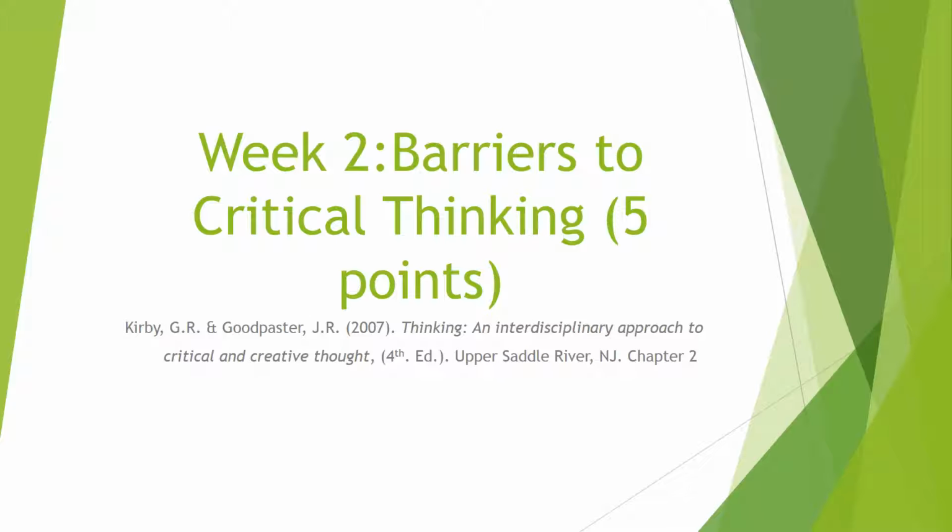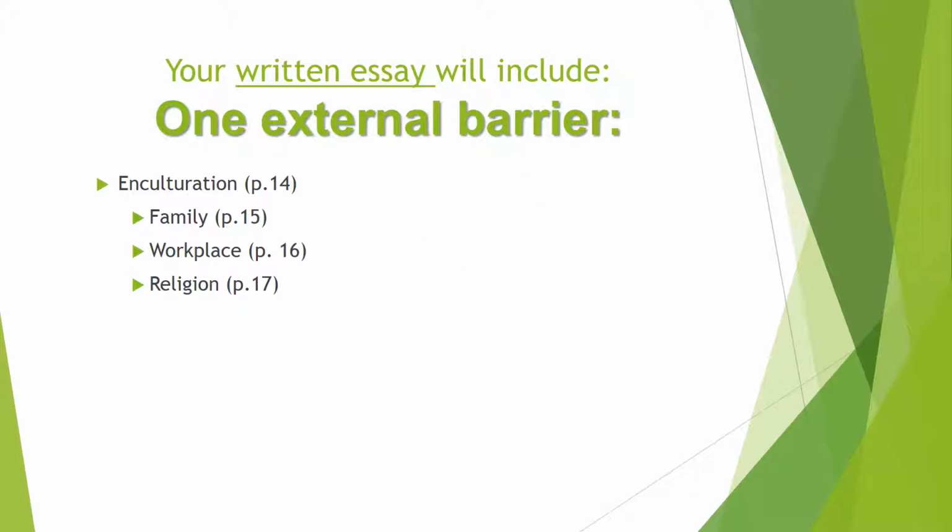It's a written assignment and it's worth 5 points toward your total points. The textbook for this week is Kirby and Goodpaster's Thinking: An Interdisciplinary Approach to Critical and Creative Thought, and it's chapter 2. After reading this and reflecting upon its contents, you will identify one external barrier and one internal barrier that are hindering your critical thinking skills.